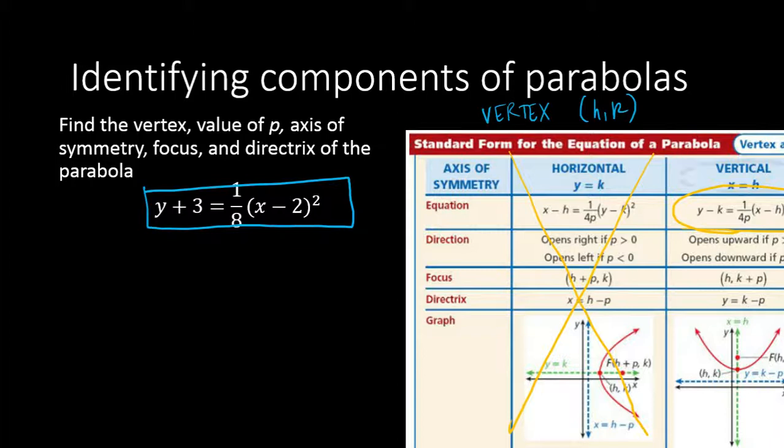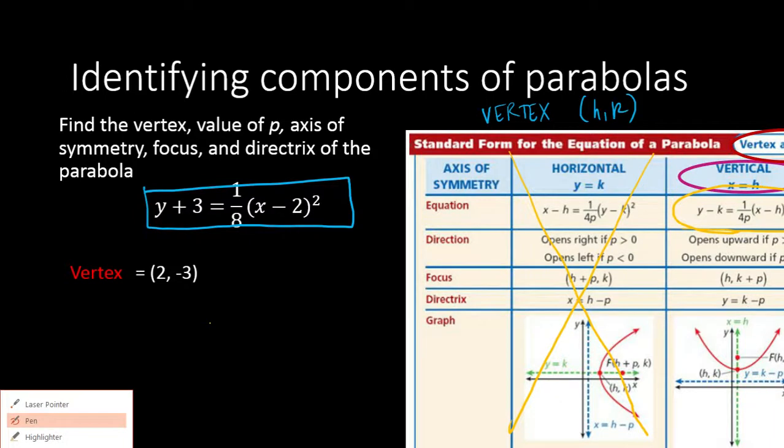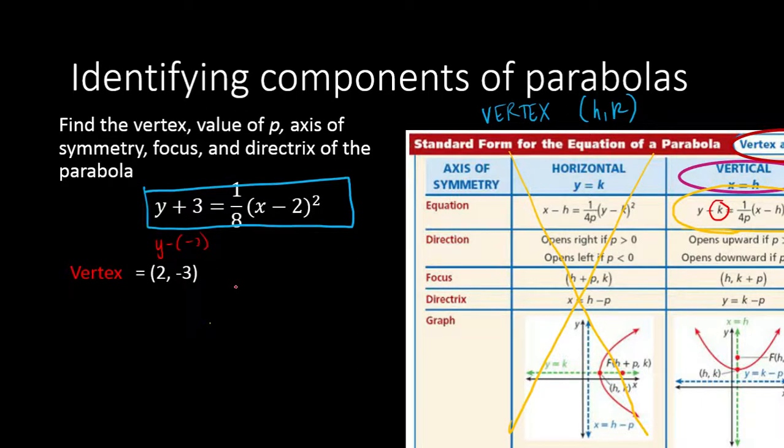Okay, let's do this bit by bit. So my vertex, h, k, is 2, -3. I got that by comparing: they're doing y minus k, which means that y minus -3, I identify -3 as k. And then they've got x minus h. If I compare that to my x minus 2, I see that 2 is the x coordinate for my vertex. Be very careful with your signs here. It'd be really easy to accidentally write this as -2, 3. Okay? So very careful with your signs.